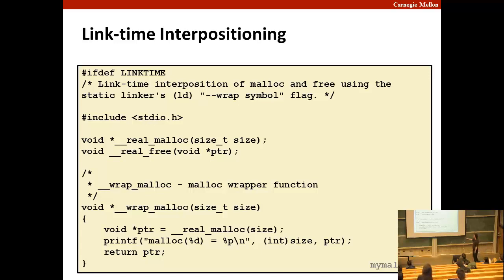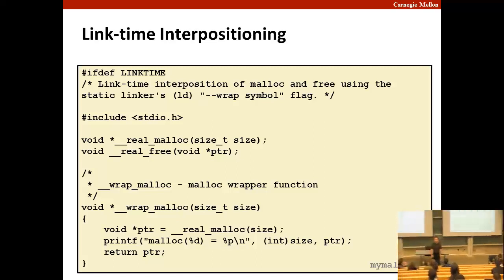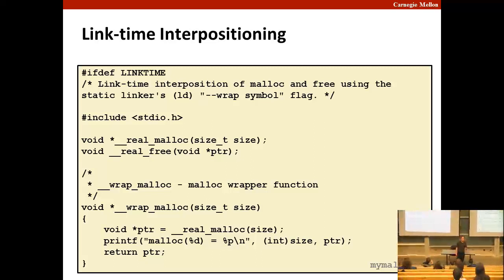So our wrapper functions use the real versions, and at link time, the linker replaces the calls to the real versions with calls to our wrapper functions. And these names are formulaic. It's always underscore underscore real underscore blah. It's always underscore underscore wrap underscore blah. Does that make sense?